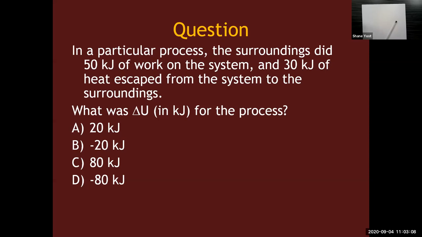If we look at this, the surroundings did 50 kilojoules of work on the system. That means the work is being done by the surroundings, so it is supplying energy to the system. If you supply energy to the system, its internal energy should increase, so that should be a positive value. I have a positive 50 kilojoules of work done on my system. And then the heat is escaping from the system to the surroundings. So the system is giving off that energy, so its internal energy has to be decreasing, sorry. If it's giving off that heat, it should have a negative value. So I have negative 30 kilojoules of heat, positive 50 kilojoules of work, and my change in internal energy is just the sum of those two things, which is A, 20 kilojoules.